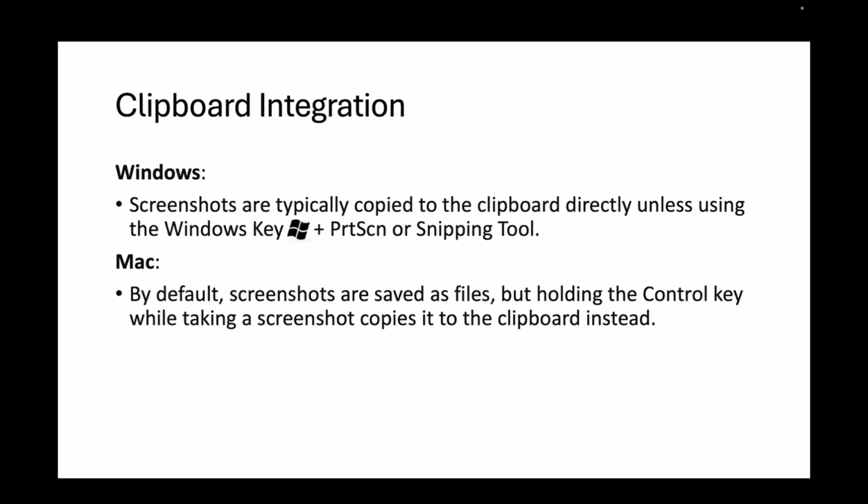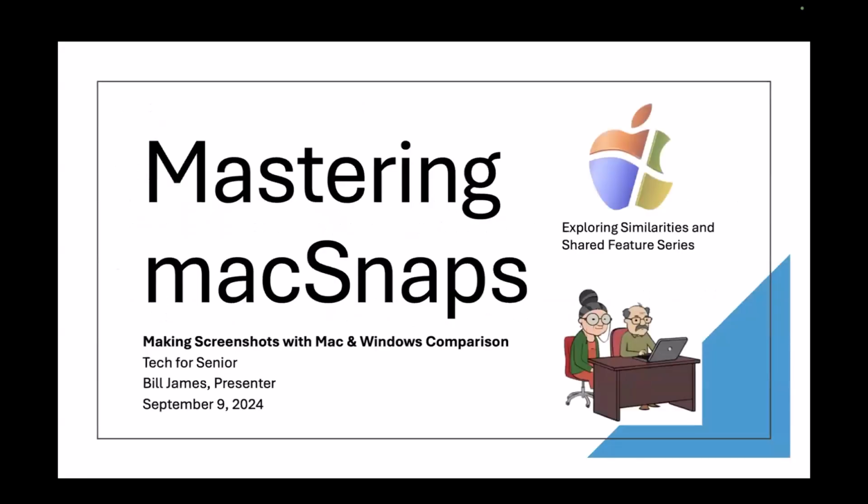There's also clipboard integration in both operating systems. In Windows, screenshots are typically copied to the clipboard directly unless using the Windows key plus Print Screen or the Snipping Tool. On the Mac, by default, screenshots are saved as files, but holding the Control key while taking a screenshot copies it to the clipboard instead.